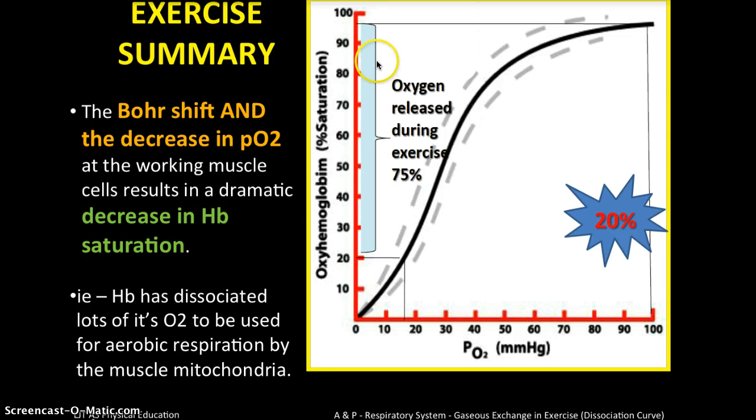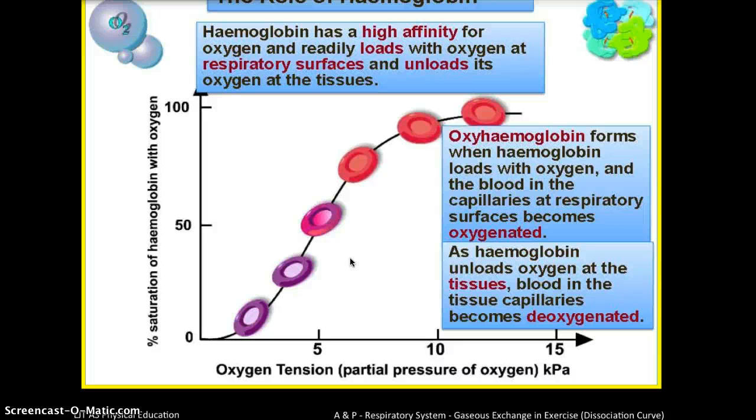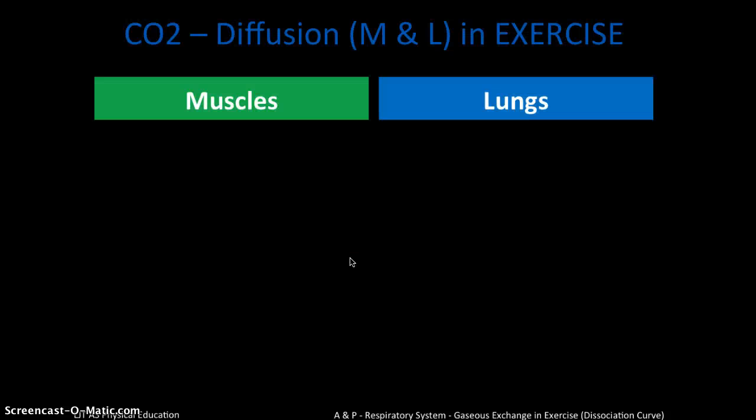At rest, it dissociated about 25%. During exercise, it might release or dissociate maybe even 75% or more. So at rest, maybe 1 pair of oxygen. In exercise, maybe 3 pairs of oxygen from the hemoglobin are released for the muscle cells. All very logical. So have a pause of this, have a look at this graph. It's just a simple version of it.